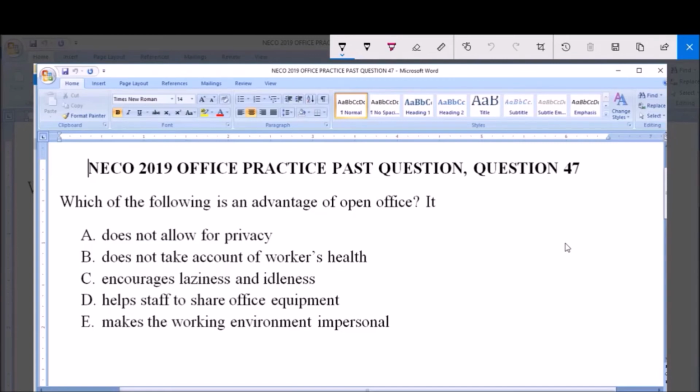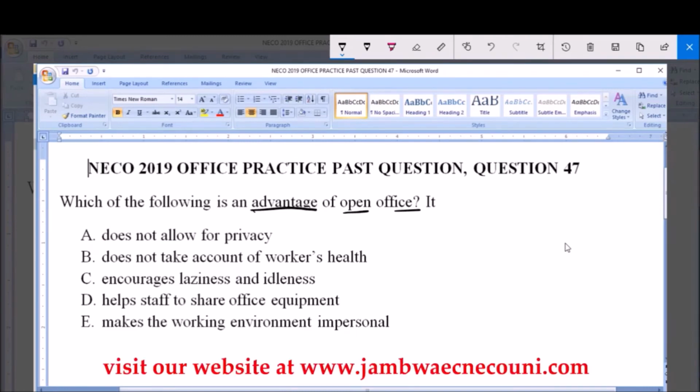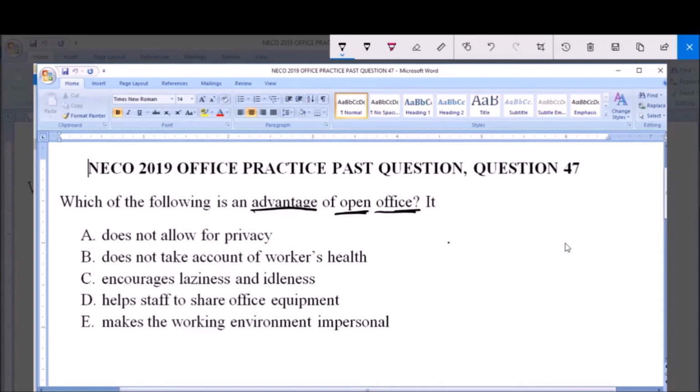We are asked for one of the advantages of open office. And like you know, open office is a form of office layout. We have two types of office layout: the open office layout and the closed office layout. But now we are asked for the advantage of an open office layout. Now, like you know, open office is a type in which working space is shared among workers. That is, the workspace is not enclosed.